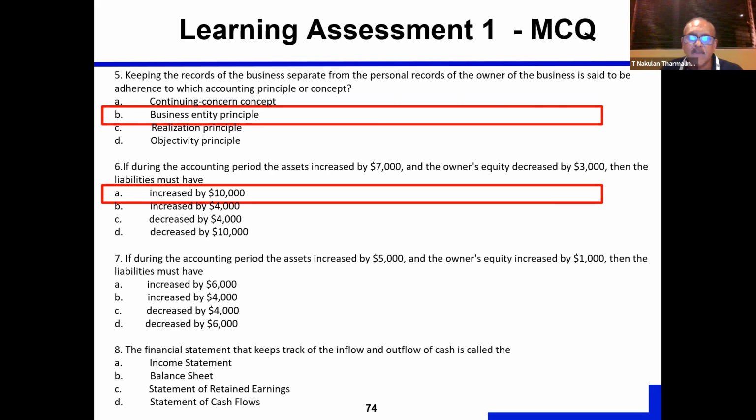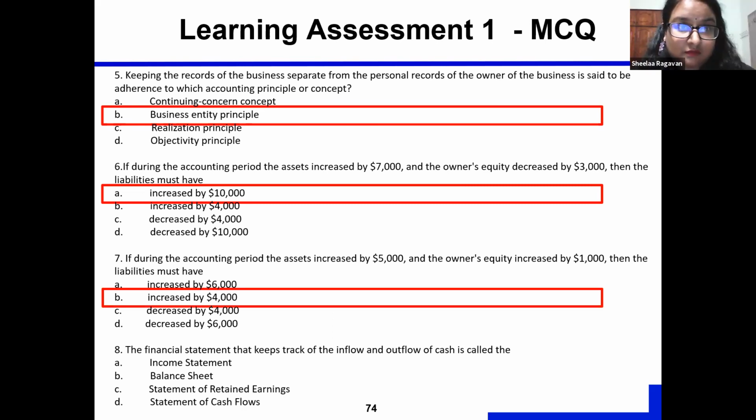For this to happen, what has happened to your liabilities? Decreased by 4,000. Increased by 4,000. Increase. Yeah. Because the whole idea here is that the assets of your company can be funded either by equity or liability, two aspects.